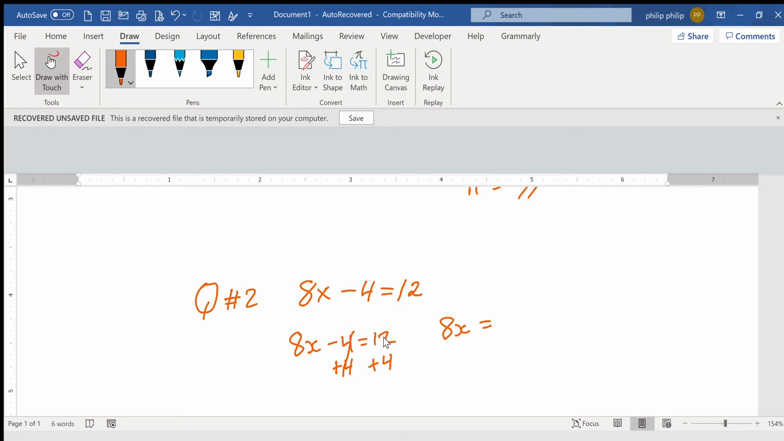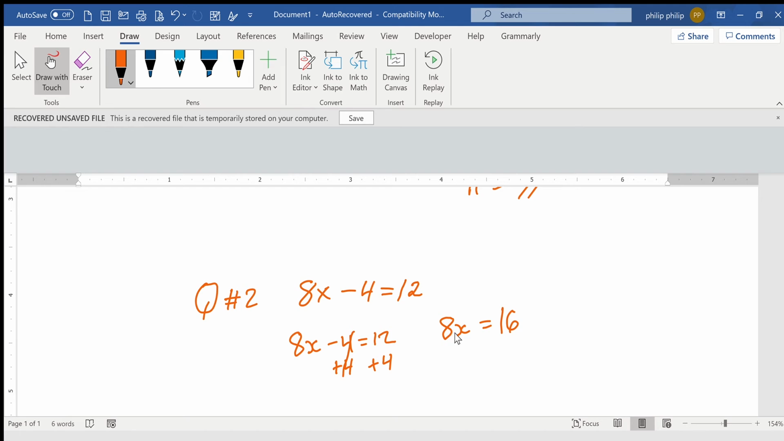Now notice this, we're not subtracting because we have to use the opposite operation. To get rid of this, we have to use the opposite operation. The opposite operation of subtraction is addition. So we add 4 to 12. So adding 4 to 12 is gonna give us what? 16. So we have 16 here.